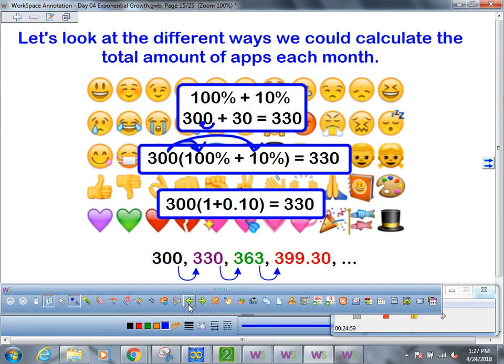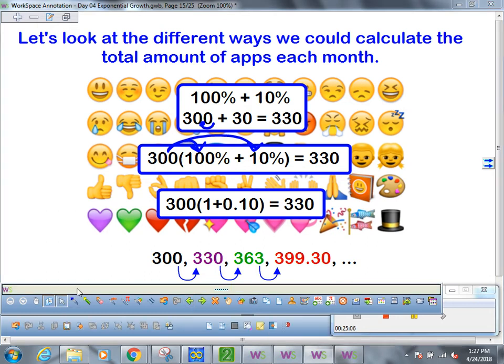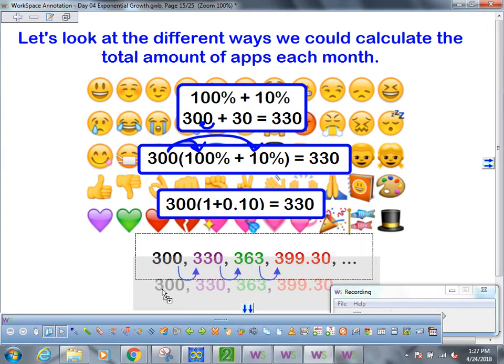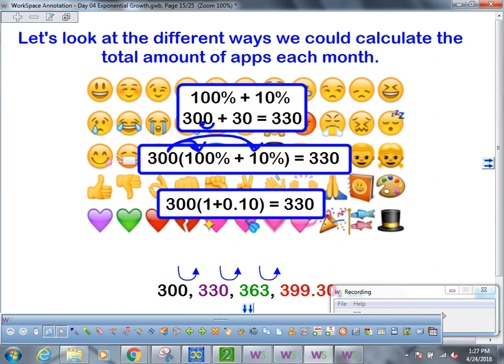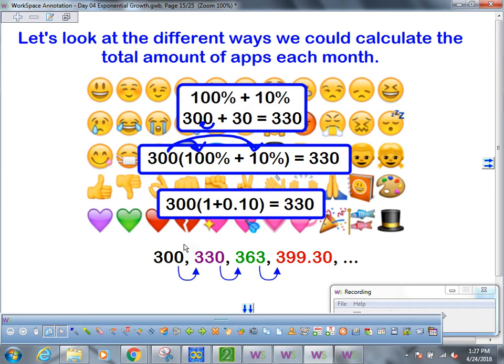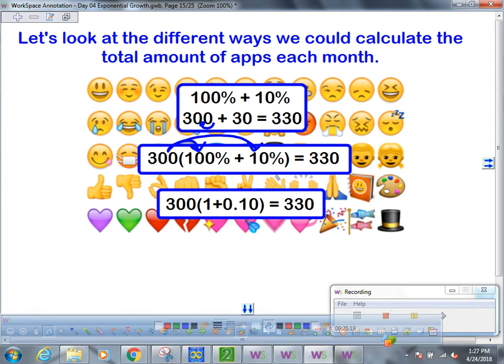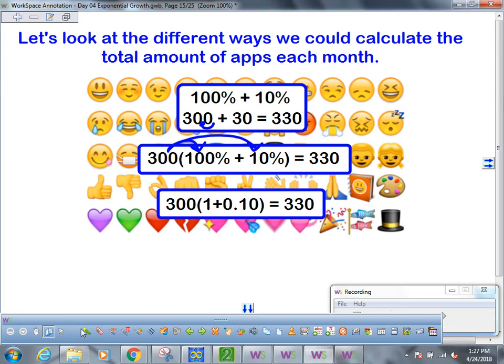Why I'd multiply the 300 by, let's do this. The next step here, I'm just going to cover them up. So my next step would be to write it like this. 300 times 1.10 equals 330. Do you all agree with that?